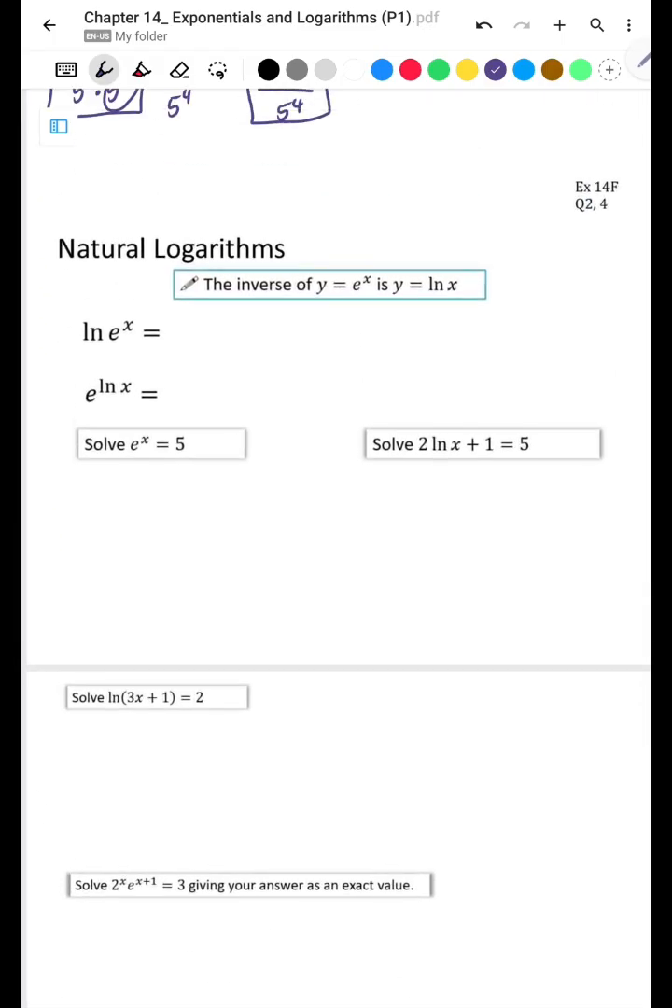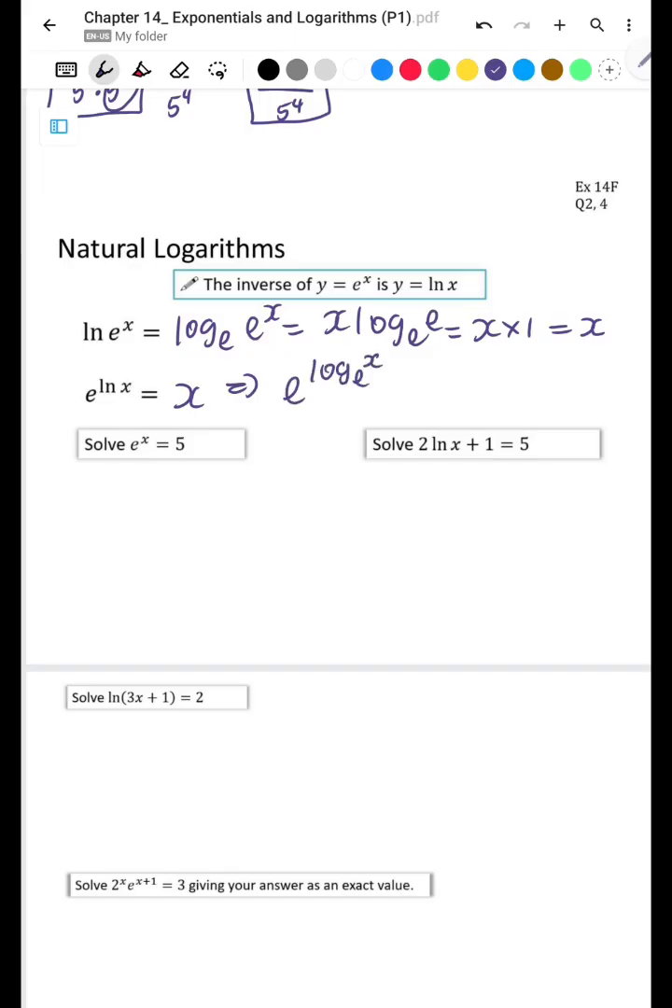So the inverse of e to the power of x is natural log of x. So we know the inverse of an exponential function is a logarithm. That is similar to e to the power of x being the inverse of natural log of x. Natural log of e to the power of x is saying log base e of e to the power of x. Law of logarithm, x log base e of e is equal to, law of logarithm again, x multiplied by 1, so that's x. e to the power of natural log of x is equal to x.